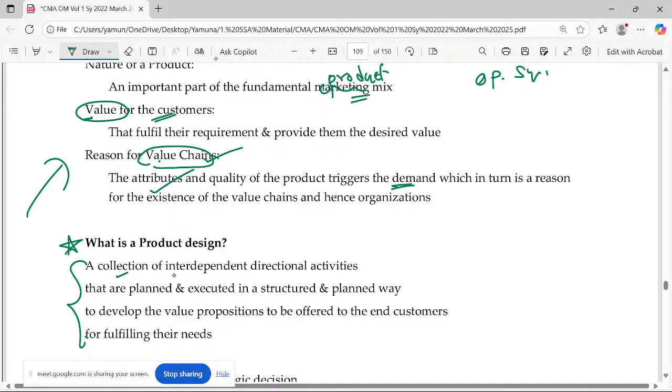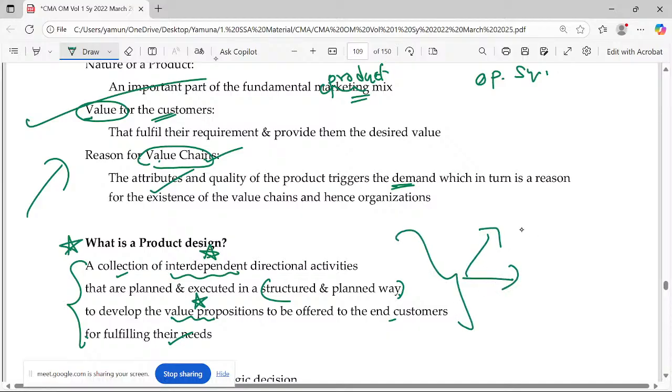A collection of interdependent, please highlight, directional activities that are planned and executed in a structured and planned way to develop value propositions. So that's what adds value to the customers. A value proposition to be offered to the end customers for fulfilling their needs. So probably if we have a clean look at this, we'll come across two objectives. One is customer satisfaction, so satisfying their needs, and another is the business you have. You're mobilizing them. Okay, beautiful.